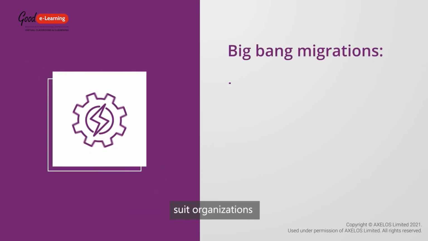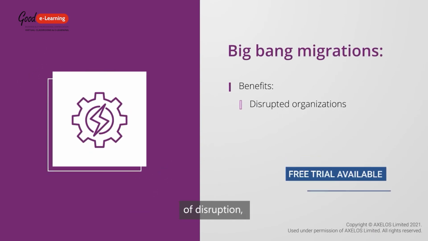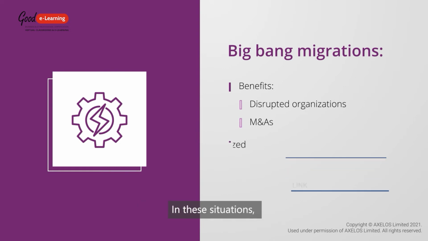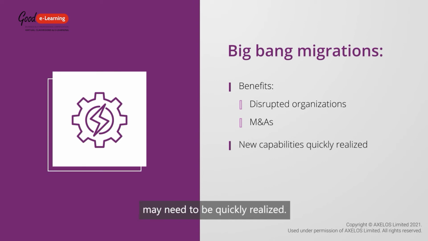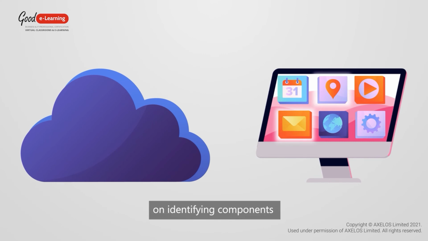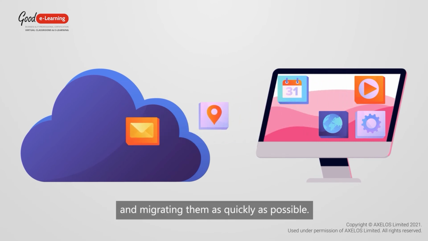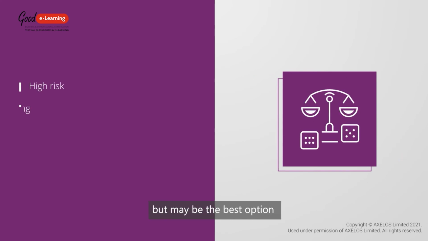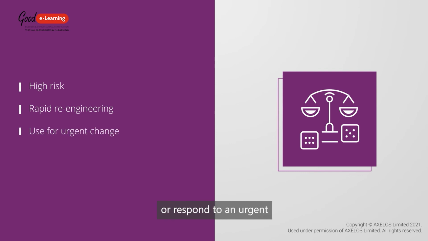Big bang migrations suit organizations that are facing a situation of disruption, such as increased competition or mergers and acquisitions. In these situations, new capabilities may need to be quickly realized. If this isn't done, it's not feasible to merge systems and migrate them to the cloud over time. The approach focuses on identifying components suitable to run on the cloud and migrating them as quickly as possible. It is generally riskier than other approaches, but may be the best option if the organization needs to re-engineer itself quickly or respond to an urgent and potentially catastrophic situation.